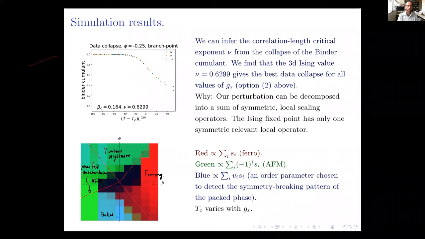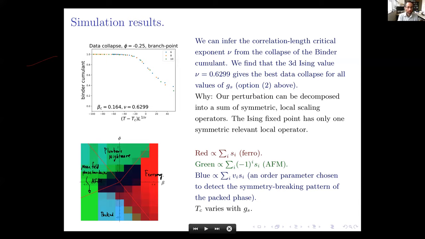And so the corrections to scaling should be different in a way that we probably could, but haven't measured. But it doesn't take us out of the Ising universality class, if phi is small. If we make phi larger, then more dramatic things do happen.